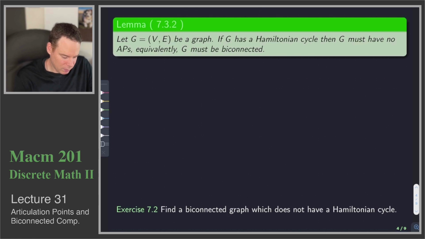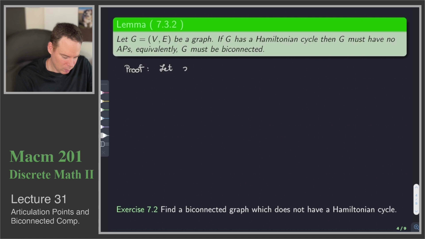So in this lemma, we have G as a graph, and we have that if G has a Hamiltonian cycle, then it must have no articulation points. So this is a necessary condition of having a Hamiltonian cycle. We're going to add this to our list of all the necessary conditions that we've had in the past. Now we've got another one. So how do we prove this?